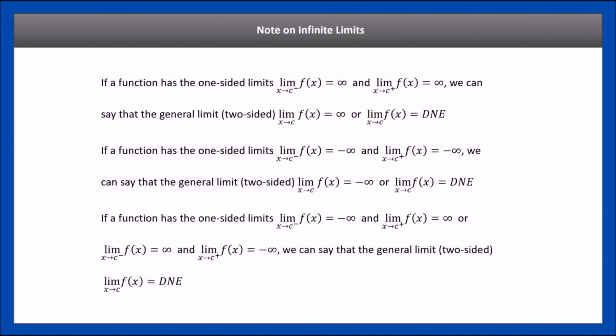And in the final case, if you have a mixed set of limits, where one one-sided limit is negative infinity and the other is positive infinity, so they're mixed, then we can say that the general limit, or the two-sided limit, does not exist. So if these are different, then you would write DNE. There's no other choice in the matter. You just have to say does not exist. You can't say infinity or negative infinity because they don't even agree on whether it's positive or negative. It just does not exist.